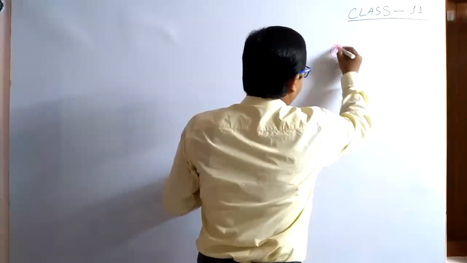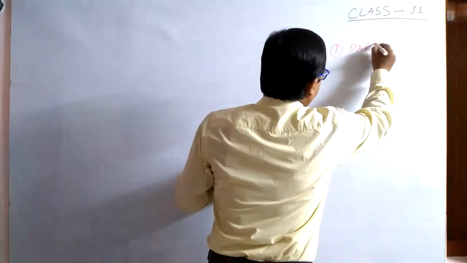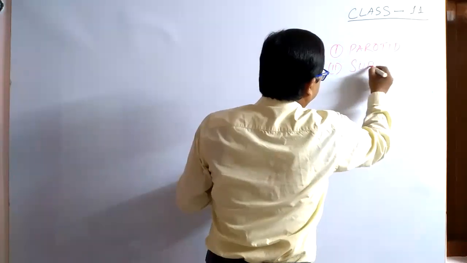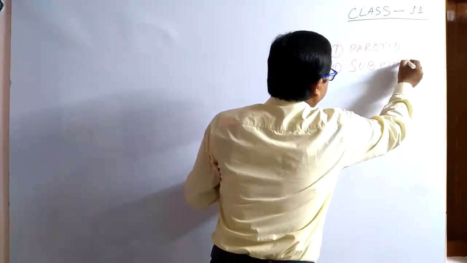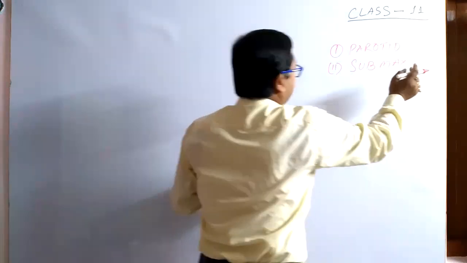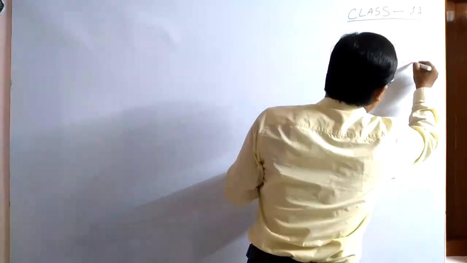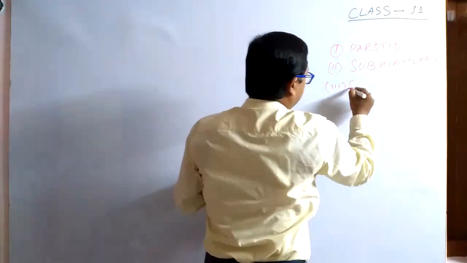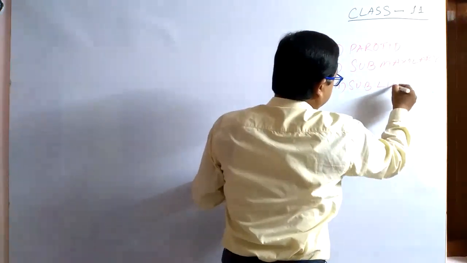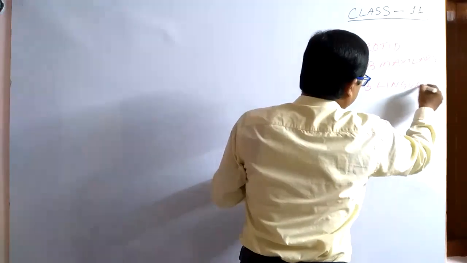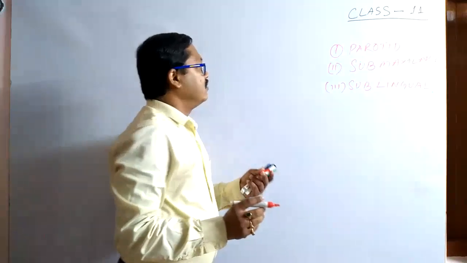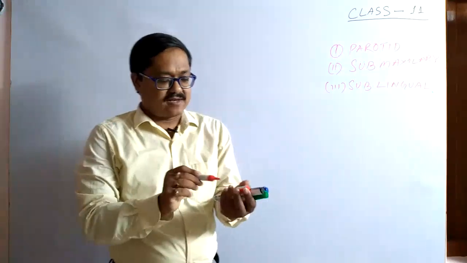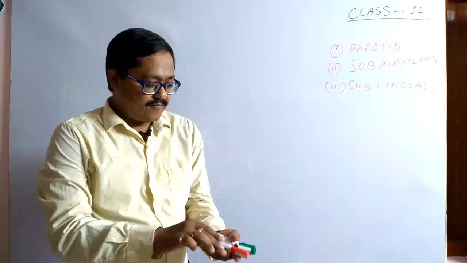First is parotid. Second is sub-maxillary, also called sub-maxillary or mandibular. Third is sublingual. Now we shall find the location of these three types of gland in our mouth. Let's draw the mouth.